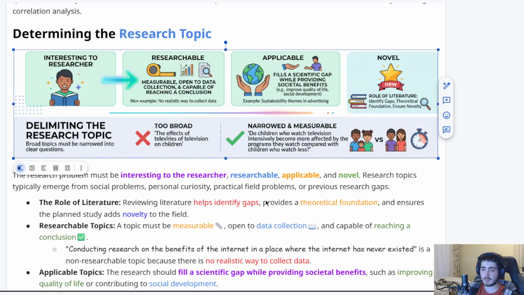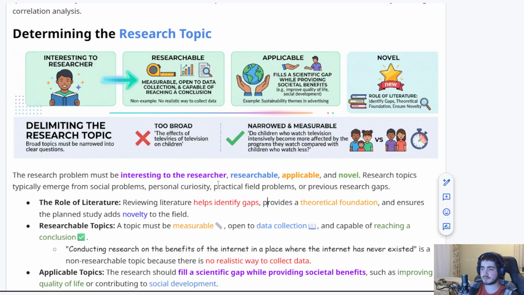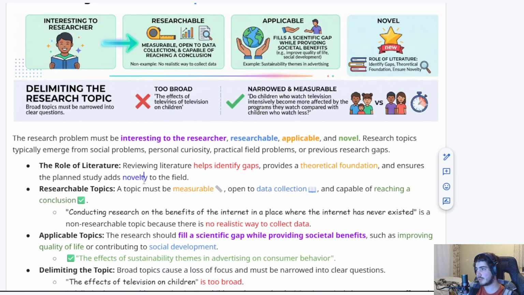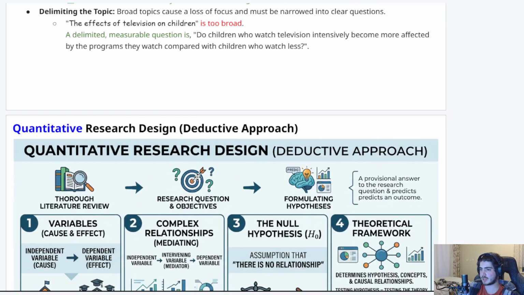I don't know what novel means, to be honest. I wanted to pause like that because I have no idea. If you know what novelty means in this context, please do tell me because I don't know.